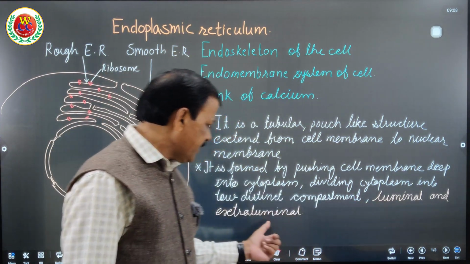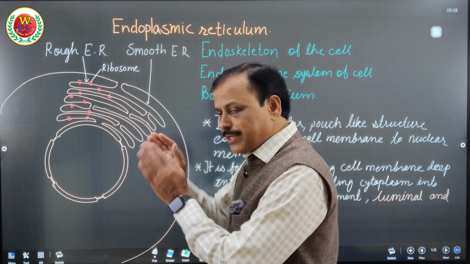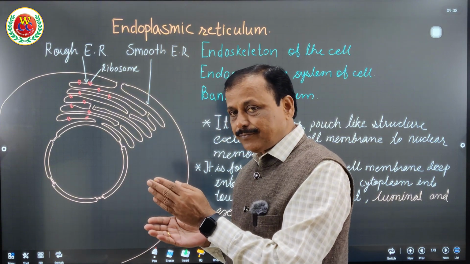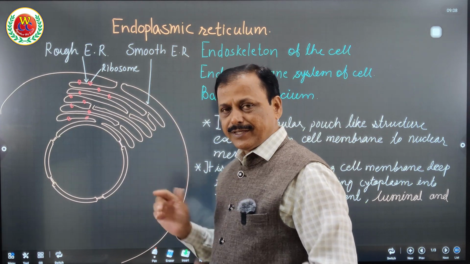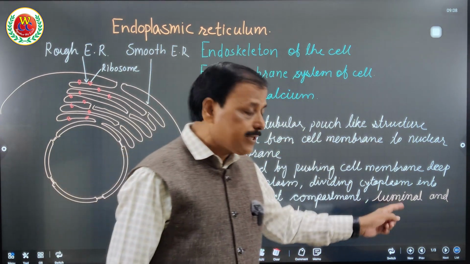See the words luminal and extraluminal. What does it mean? Luminal means the tubular, pouch-like structure within which lipid and protein are stored, and the gap between two tubules is called extraluminal. That has no concern with the function of the endoplasmic reticulum. The luminal part is important.